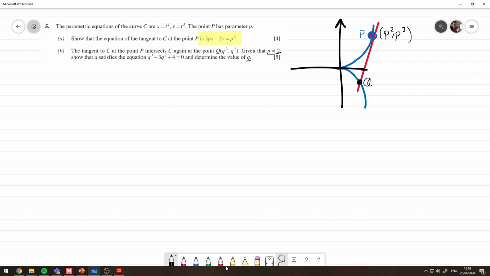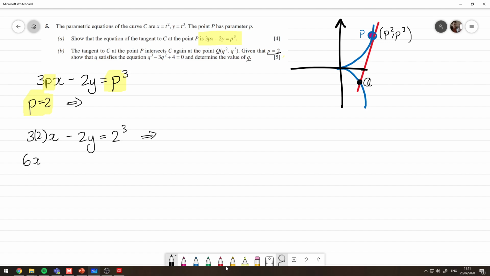Let's start by writing the tangent equation down once again: 3px minus 2y equals p cubed. Now, we were given a value of p as 2. So a good thing to try first would be to substitute this value into this equation. We'll replace the p terms. So we're going to get 3 lots of 2x, take away 2y equals 2 cubed, and if I tidy that up a little bit, I get 6x, take away 2y equals 8.